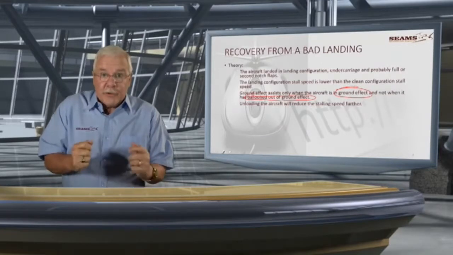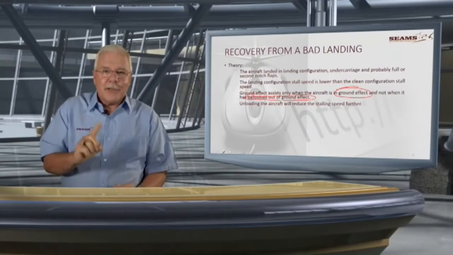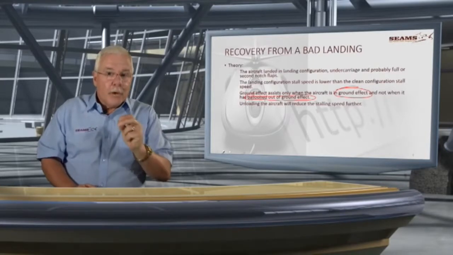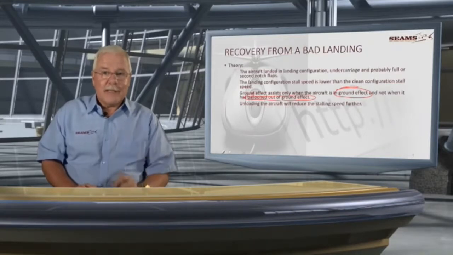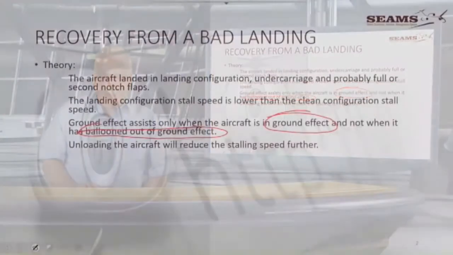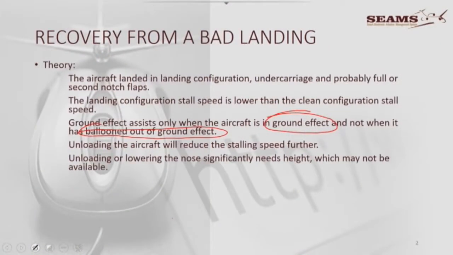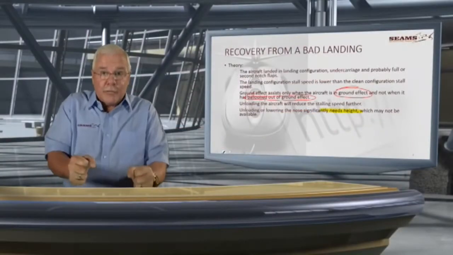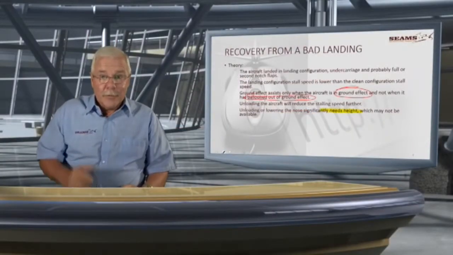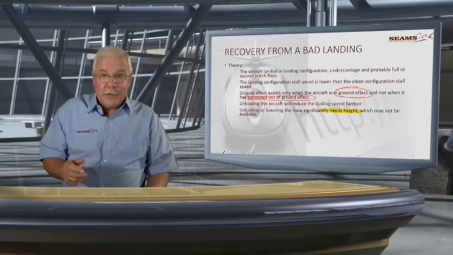But then the opposite is also true. As you unload, the stalling speed gets down. So if your load is less than one, then your stalling speed will become less than the normal basic stalling speed. All right, that's not the part of this exercise. Unloading or lowering the nose significantly needs height. Look here, it needs height. It needs height, and it might not be available. So you can't just push the nose forward if there's no height. When the aircraft is facing down, what are you going to do?